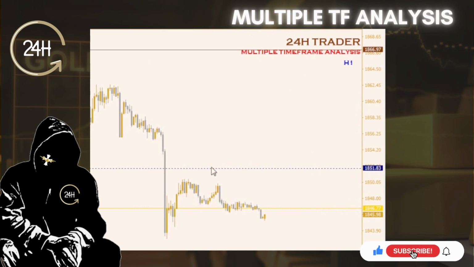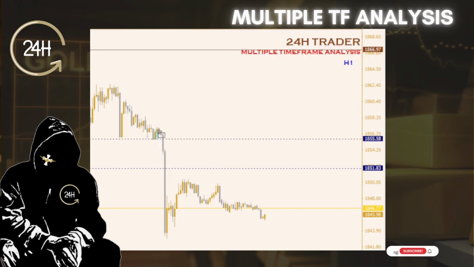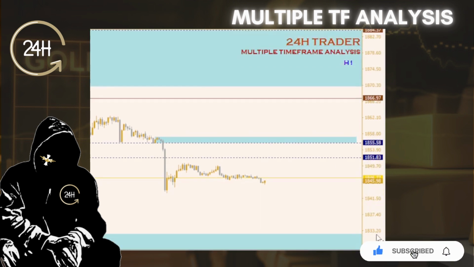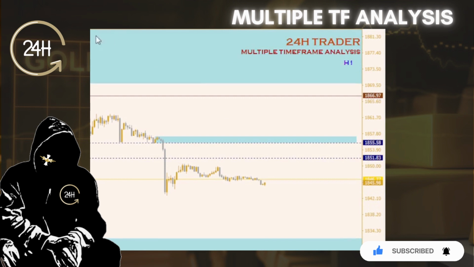Yep, and most likely it will also retest this area because this is the institutional candle. This is the last bullish area before the strong bearish movement. So most likely the market will go up again to retest the 1851 to 1855 before it goes down again to retest the 1828, if you trade on the 5 minute time frame.